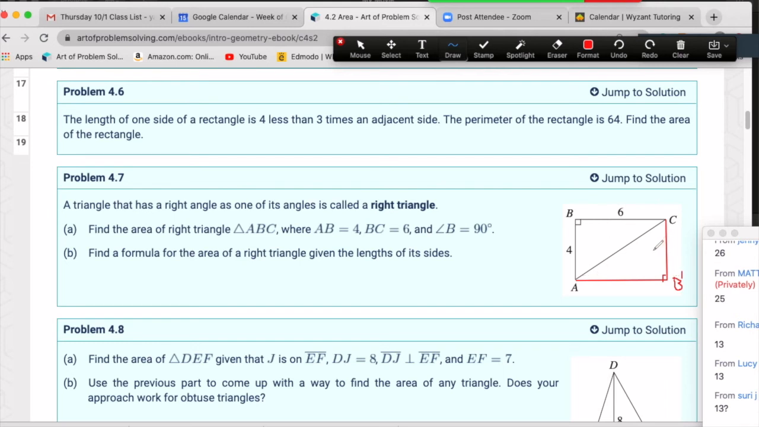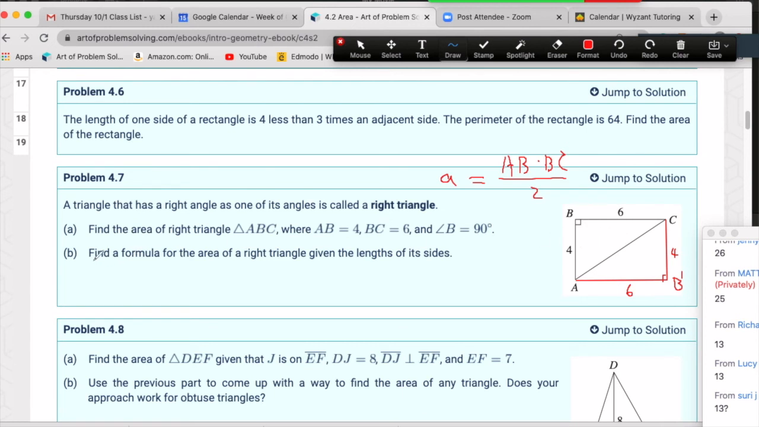If I put another one here, you get a rectangle. This side is 4, so here is also 4. This side is 6, so here is 6. So you get the area of this rectangle equals 4 by 6. We already know this, right? Then to calculate the area of this triangle, you just divide by 2 because this one is half of this rectangle. So this way, you use AB times BC, then divide by 2. This gives you the area of this triangle ABC.